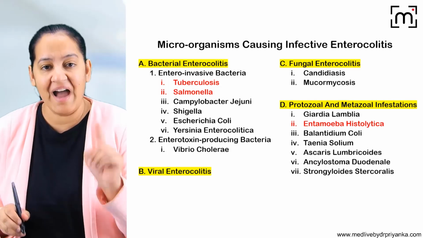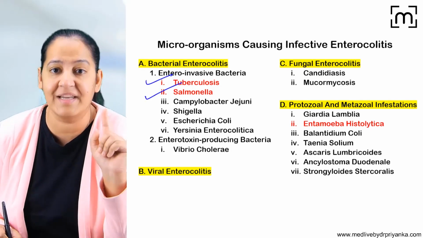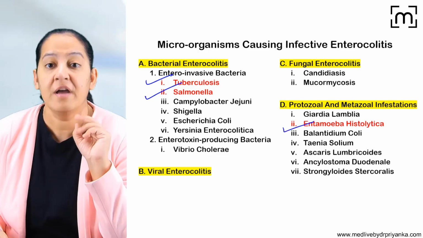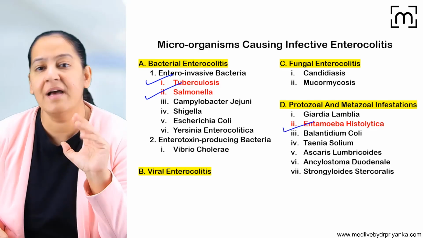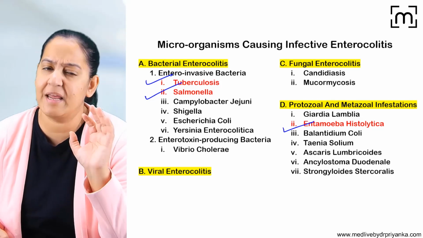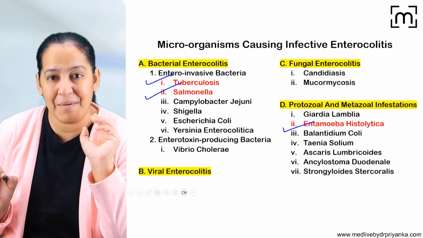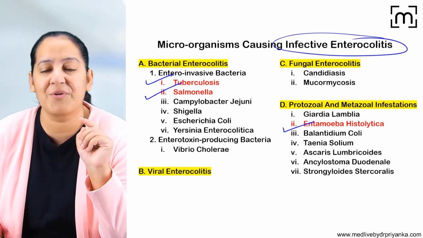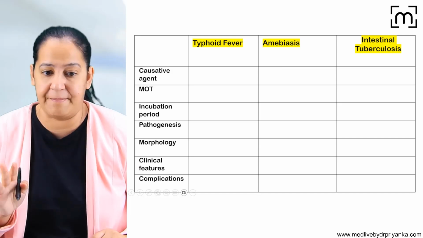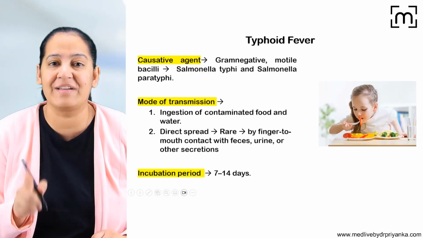Among them, I will be discussing TB and Salmonella, two among the bacteria, and one among the parasites, that is Entamoeba histolytica, which is the protozoa. We will be discussing these three in detail. Others are not yet very important. We have seen in many universities in previous years, these three are repeatedly asked. So among all the causes of infective enterocolitis, we will discuss these three in detail and make a comparative table with them. Let's start with the first one, typhoid fever.